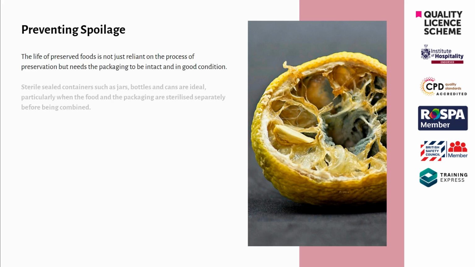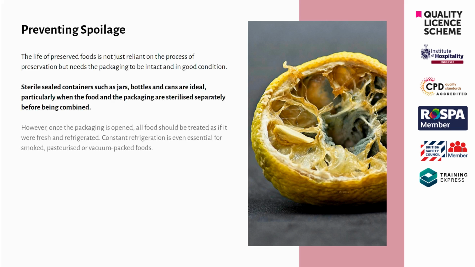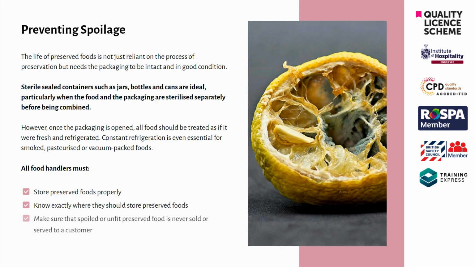Preventing spoilage. The life of preserved foods is not just reliant on the process of preservation, but needs the packaging to be intact and in good condition. Sterile sealed containers such as jars, bottles, and cans are ideal, particularly when the food and the packaging are sterilized separately before being combined.